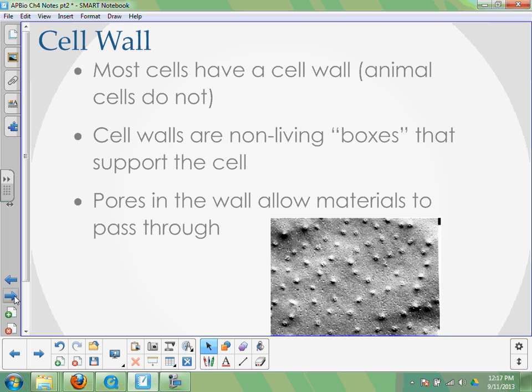The cell wall has to have the ability for things to get in and out of the cell, though, so there have to be holes. Those holes are called pores. We're looking at an electron micrograph picture here of some pores in a cell wall, and those are large enough that even good-sized molecules can pass through these pores. They're much larger than the holes that we would have in a cell membrane to allow things to go through, which we'll talk about a little bit more in Chapter 5.